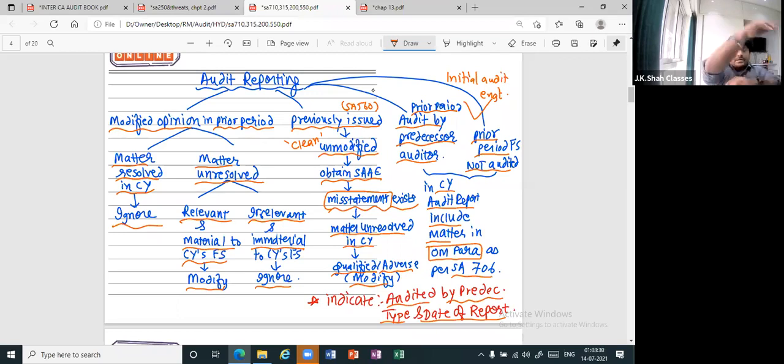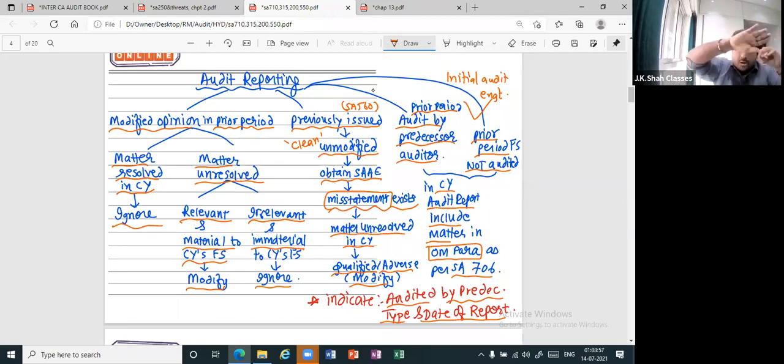Wait, tell me. Auditor's reporting, basically, I hope is three parts. One, if you issued a modified opinion in the previous year, then you have to check whether the matter has been resolved or not. If it is resolved, ignore. If it is not resolved, check whether it is relevant and material. If it is relevant and material, again modify. If irrelevant and immaterial, ignore. Previously you issued unmodified, but now you say there is a misstatement. So you follow SA 560 because you only were the auditor. You can change your opinion, and give qualified or adverse.